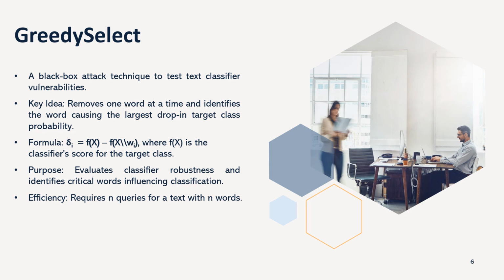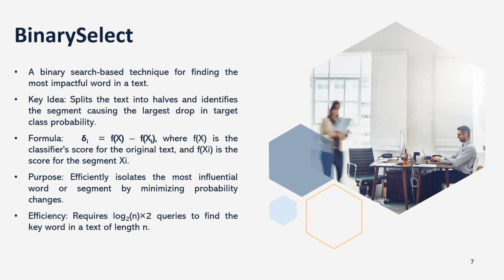the classification outcomes. Binary select, on the other hand, uses binary search to find the most impactful word in the text of length n. It divides the search space into two halves, requiring 2 times log n queries to isolate the keyword. This efficient strategy reduces search complexity and is effective in adversarial attack scenarios. The algorithm continuously splits the text until a single word segment is found, selecting the segment with the highest probability drop to identify the critical word.